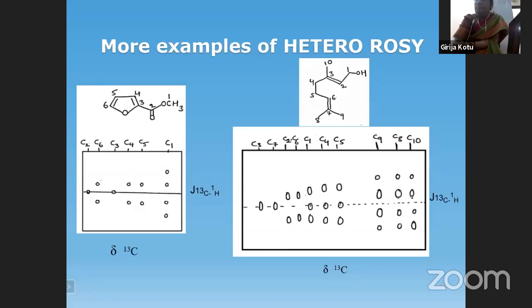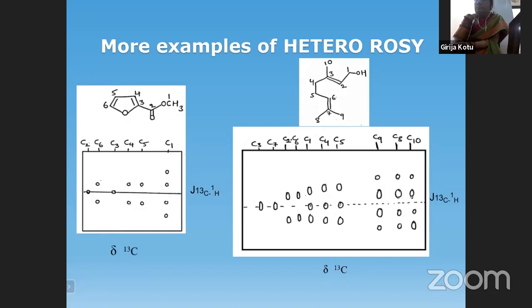Since J is nothing but coupling, and the coupling is between similar kinds of nuclei, that is homo, or different kinds of nuclei, hetero, we have two types of JRES techniques: homoJRES and heteroJRES. HomoJRES is the conventional proton NMR represented in two dimensions, that is 2D NMR. And heteroJRES is the conventional proton-coupled C13 NMR in the form of 2D NMR.